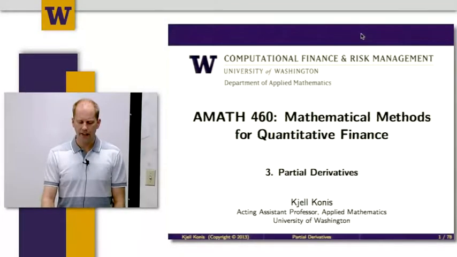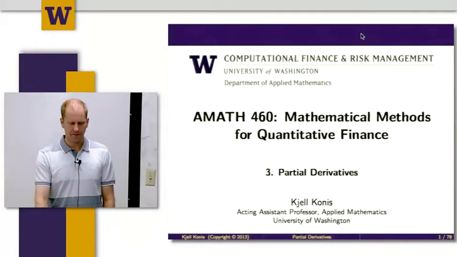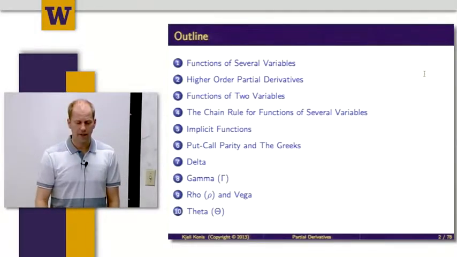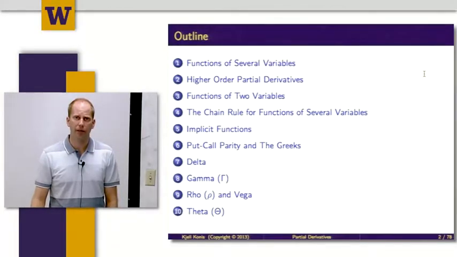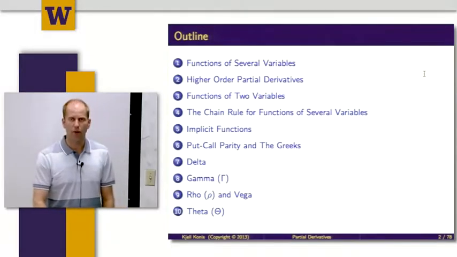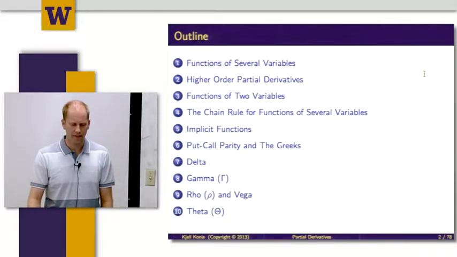The topic for week 3 is partial derivatives. And the menu for week 3 is going to start out with functions of several variables. So remember, our goal is we want to be able to take the partial derivatives of the Black-Scholes pricing formula. The Black-Scholes pricing formula is a function of many variables. So we'll start off just defining what we mean by a function of many variables.